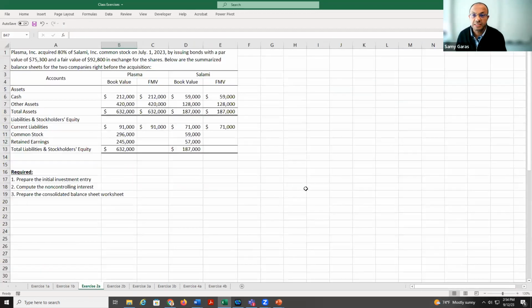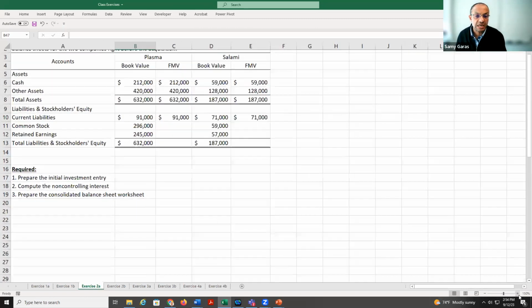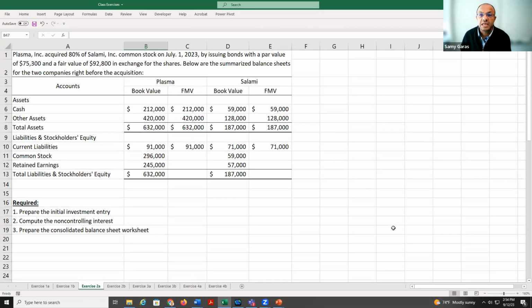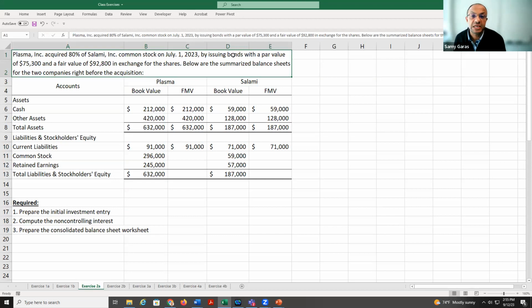Here is another example where you can see a company is investing in another company, taking 80% ownership, but here we issue, as you can see here, bonds payable. If you can see here, issuing bonds. And here, the par value of the bond is 75,300, but the fair value is 92,800. What does it tell? It says the market value is higher than the book value.